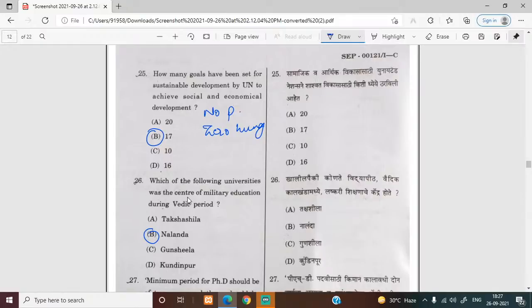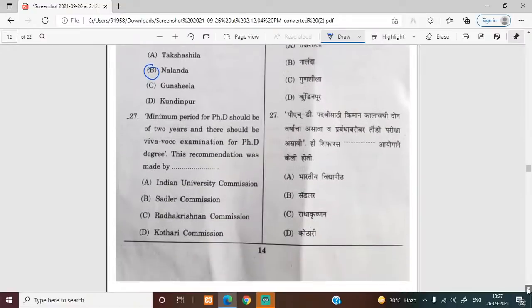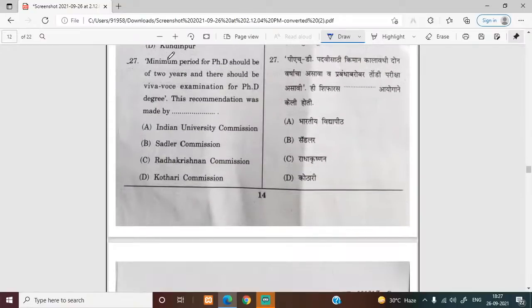It is in Rajgir. It is one of the most famous ancient universities. Vedas were taught there; they were gurukuls where students used to gain education, and it was the center of military education. Question 26. Okay. Next, question 27.